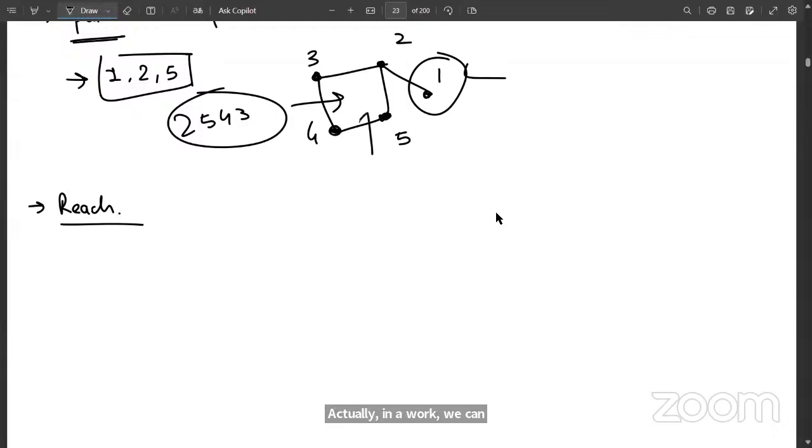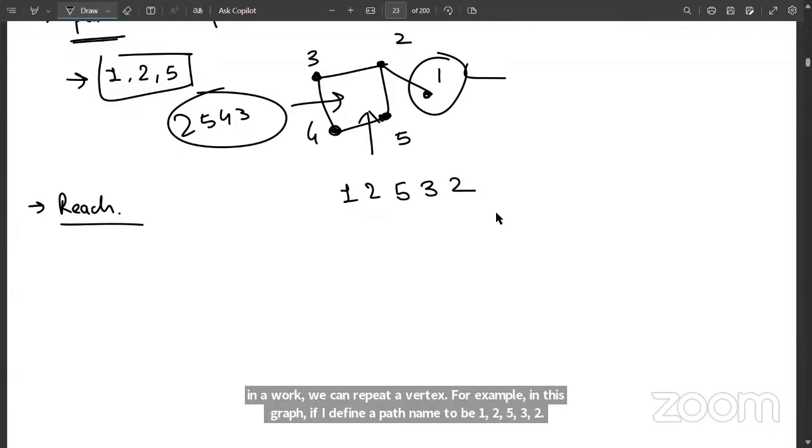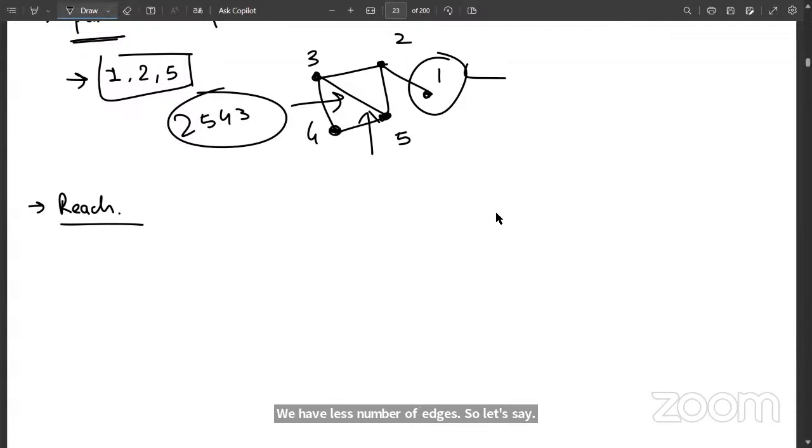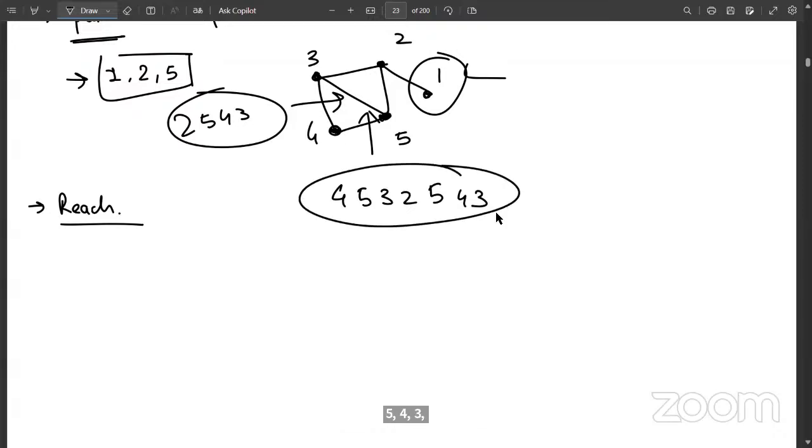For example, in this graph, if I define a path to be 1, 2, 5, 3, 2, okay, here we have fewer edges. So let's say I add one edge, and if I define a path to be 1, 5, 3, 2, 5, 4, 3, right? Here I am repeating so many vertices. I'm repeating 5, I'm also repeating 3, and repeating 4 also. So this is going to be a walk.